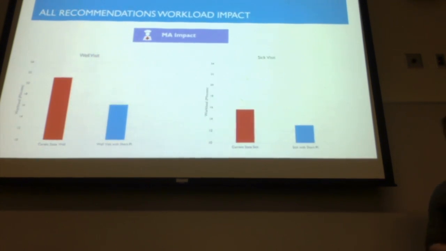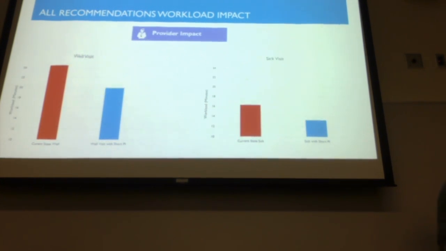And now we're looking at if we combine all of our recommendations together, except for those few that we found were not quantifiable, such as the decision support system and the patient familiarity piece. We'll see that the well visit time for an MA drops from the workload being at 21 minutes to around 16 minutes, and their sick visit time from just under 16 down to about 13 minutes.